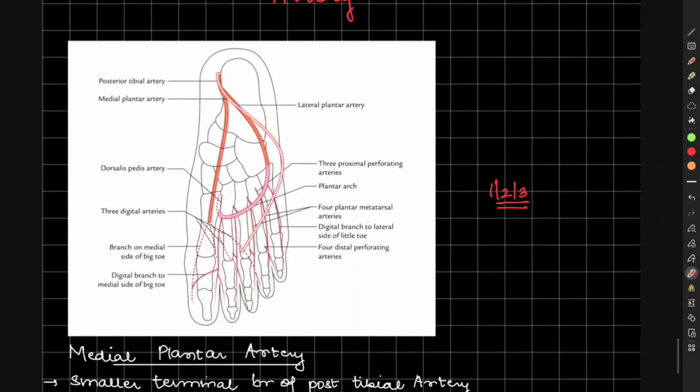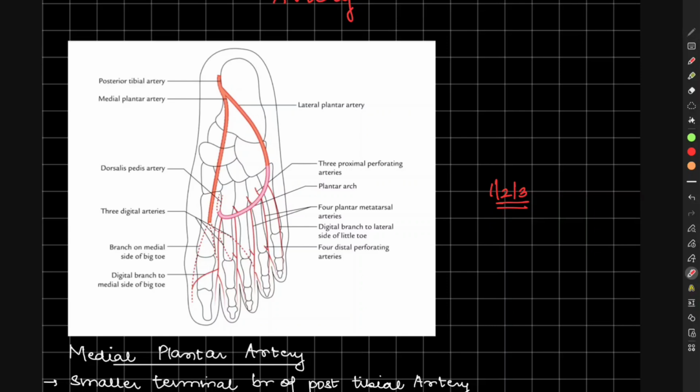Lateral plantar artery is a larger terminal branch of the posterior tibial artery, which at the base of the fifth metatarsal bone, you can see here, gives a superficial branch and then continues as the plantar arch. At the fifth metatarsal bone, we can see that it is giving a superficial branch, and from here onwards only, it continues as the plantar arch.